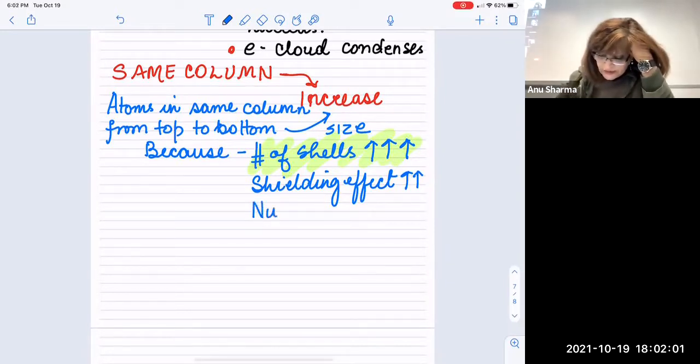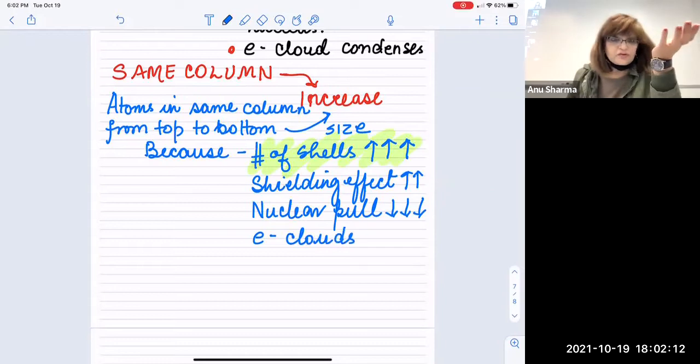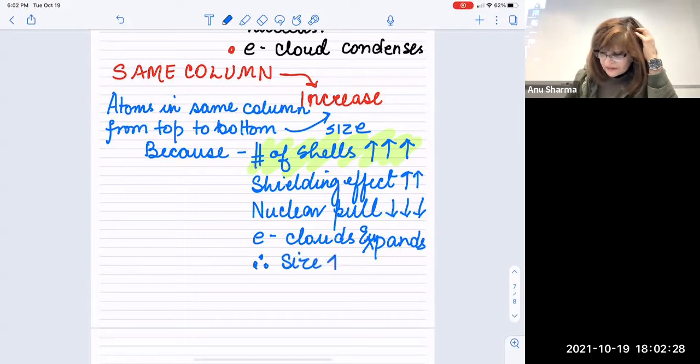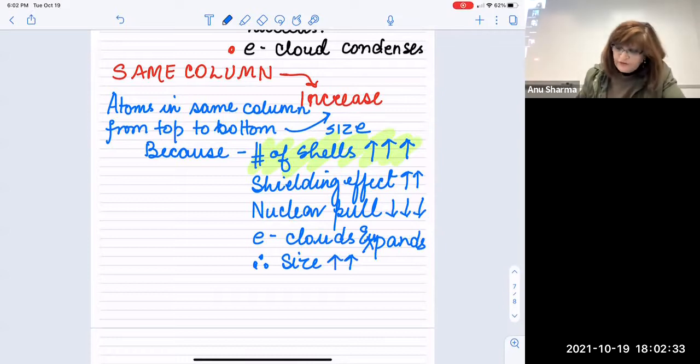So the shielding effect increases. So what decreases? The nuclear pull decreases. When the nuclear pull goes down, that means the electron cloud, basically electrons are present in clouds, and those clouds are energy levels, so the electron clouds expand, and therefore the size increases. All right, so that's for the neutral atoms going from top down.